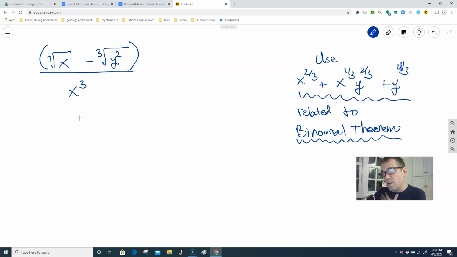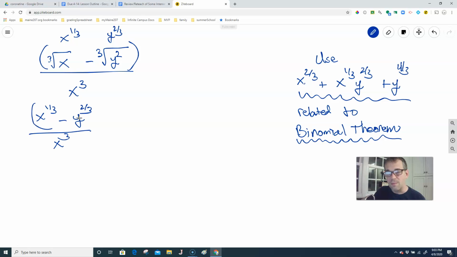It is a smart, good idea to take these radicals and rewrite them as exponents. So just a quick refresher, cube root of x can be rewritten as x to the 1/3 power, and cube root of y squared I can rewrite as y to the 2/3 power. So step one, x to the 1/3 minus y to the 2/3 all over x cubed. I'm going to multiply both top and bottom by the expression I have over here, x to the 2/3 plus x to the 1/3 y to the 2/3 plus y to the 4/3.